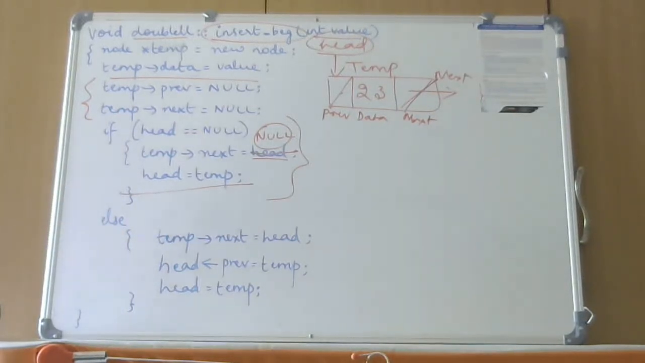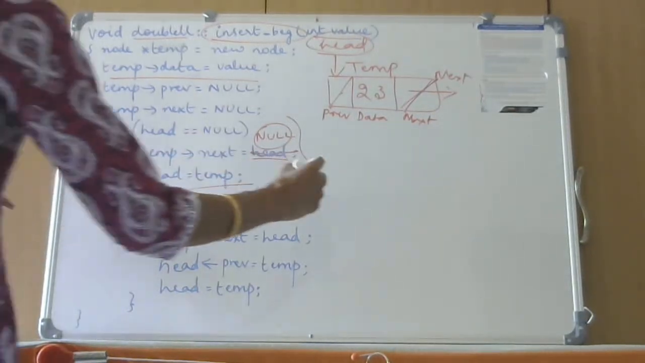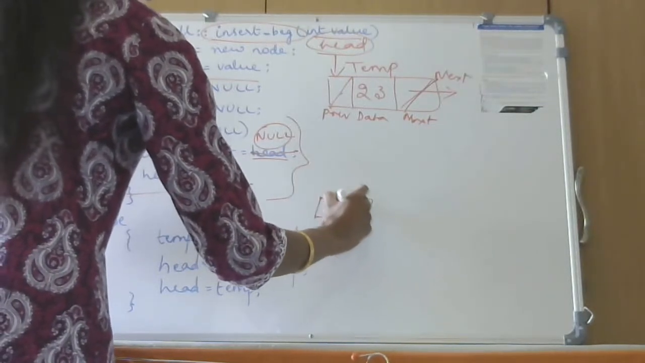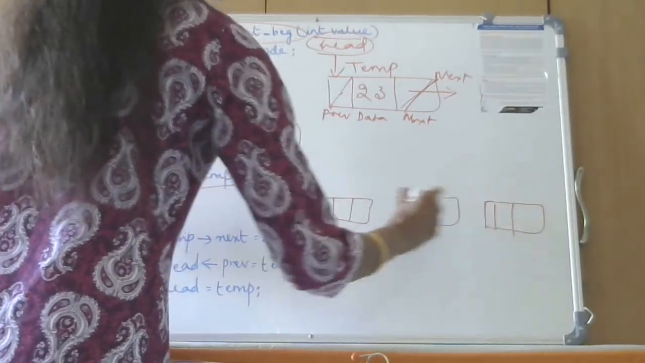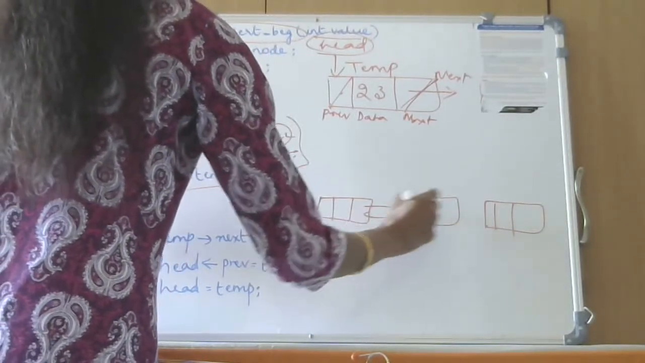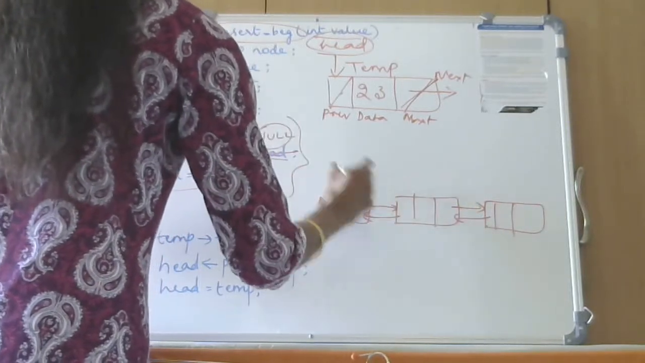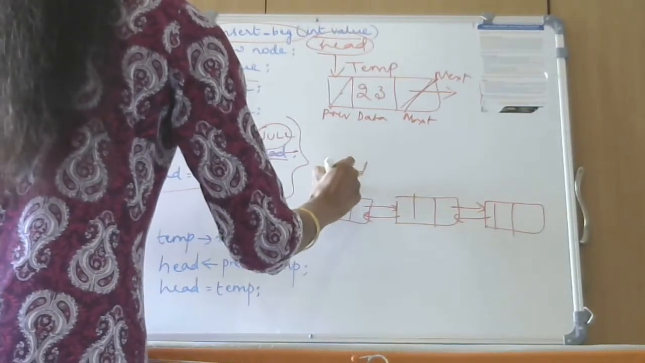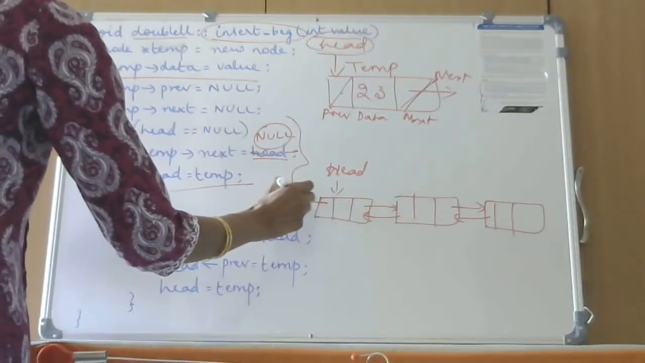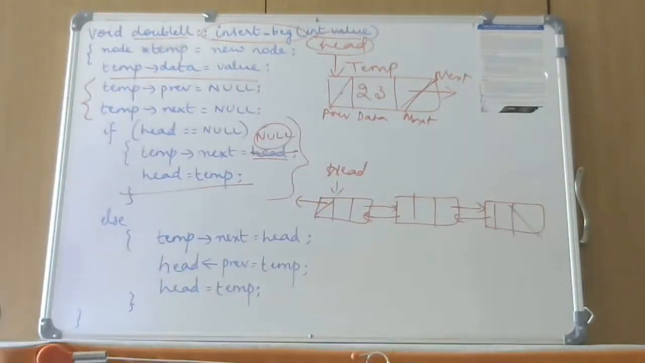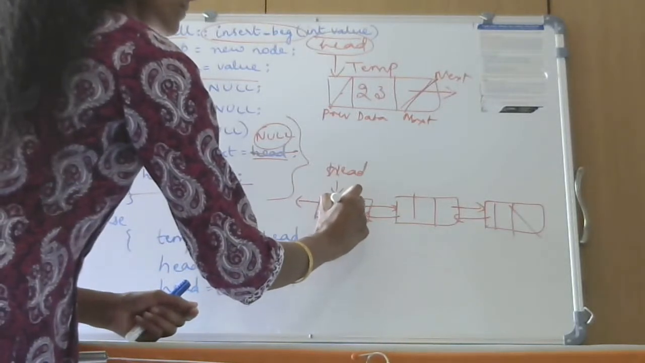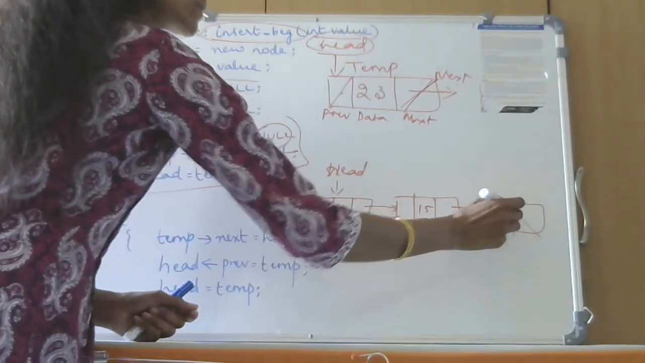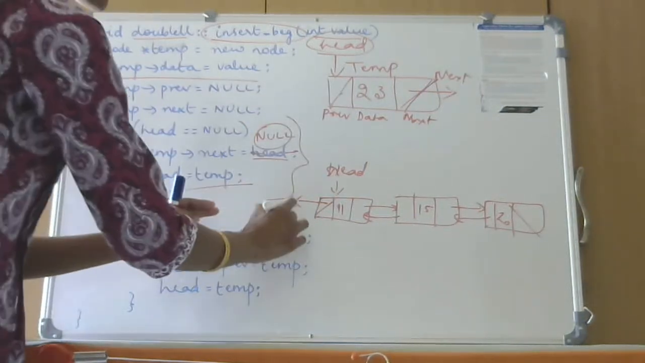Else means what? The list is not empty. That means I am having several nodes in the list. Let me take an example. So this is head. Head is now pointing here. This is null. This is also null. Now, suppose this is the case and I want to insert in the beginning. Suppose this is 11, this is 15, this is 20. Now this 23 is my node which I want to bring to this location.